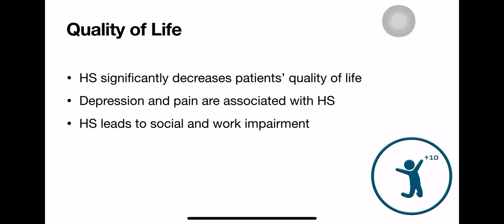So for the quality of life, this is significantly decreased. Depression and pain are also associated with this condition. Depression actually occurs in 5.9 to 42.9% of patients in both pediatric and adult populations, and the pain, which was said to affect up to 90% of patients, is worse compared to psoriasis and other diseases. So this leads to social and work impairment.